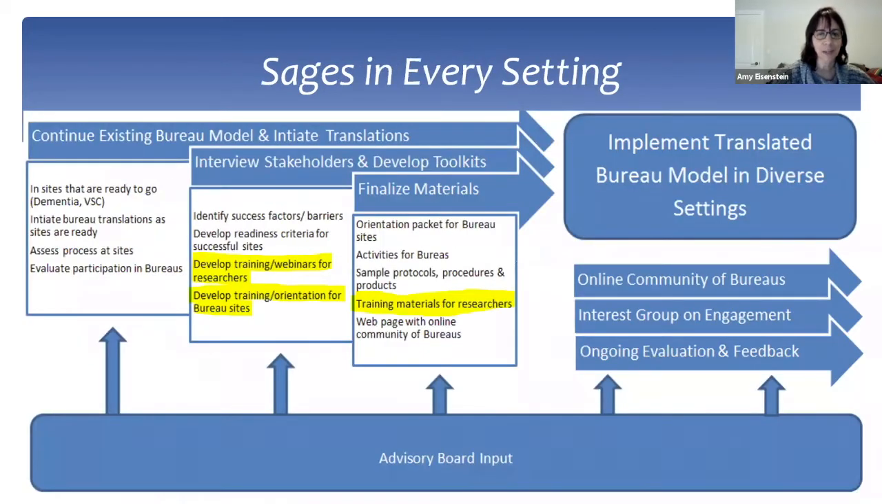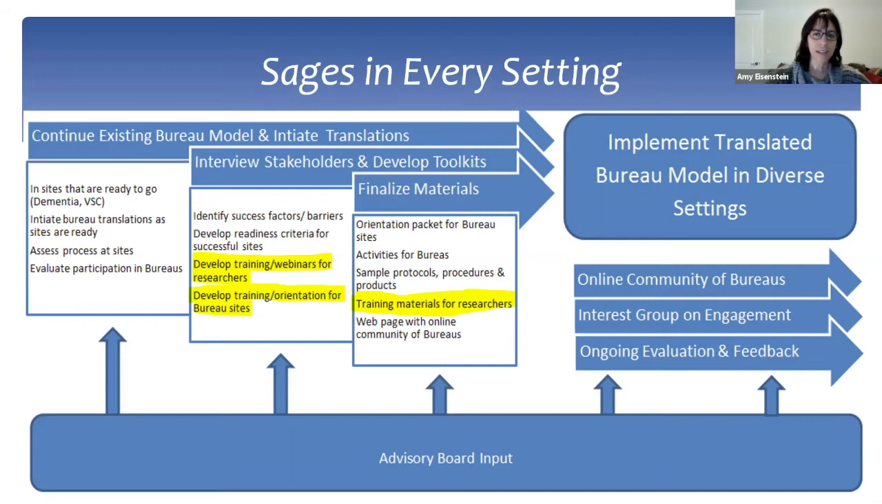First, I don't expect you to read all the details in this figure, but the idea is to show you the process we undertook in order to create some of these core resources and move the project forward. In the SAGES in Every Setting project, we took the training materials that were created from the Bureau of SAGES and worked to create a core set of documents that could be adapted and built on in order to be used by other research advisory boards to train their members.